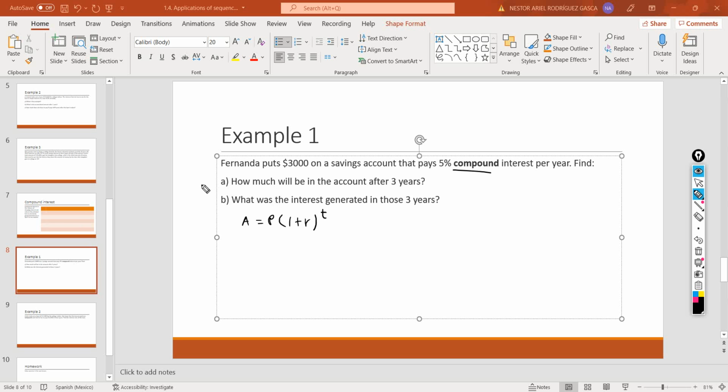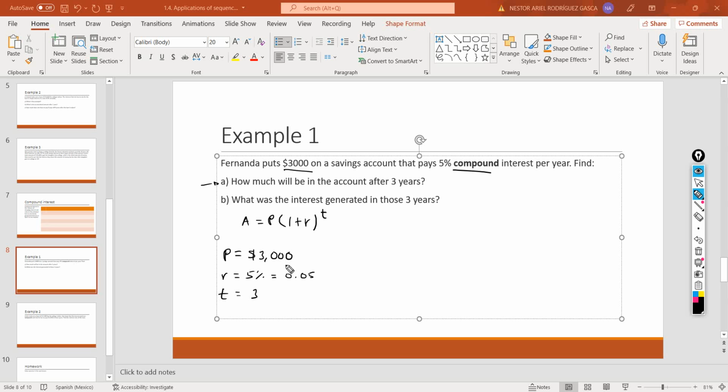Okay, so let's answer question A. How much will be in the account after 3 years? First, let's find out how many quantities I can get out of reading the statement of my problem. This is clearly the principal. This is the rate of interest, R, 5%, but remember, you should always put this in decimals, 0.05. And also from the letter A statement, we get that the time is 3 years.